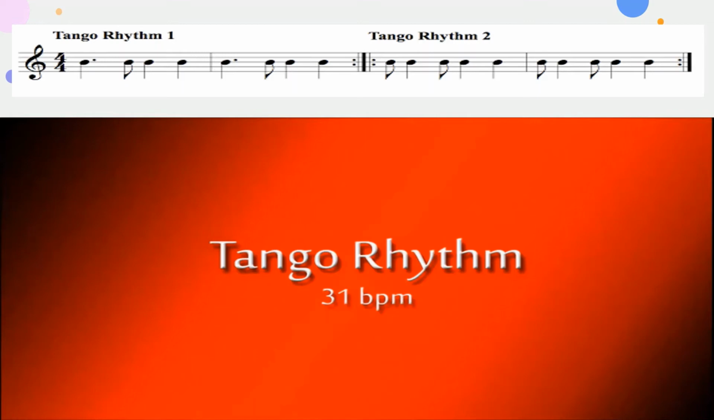Religious music is not the only thing contributed by the Spaniards, but also secular music. One example of which is tango music and habanera. So these are the tango rhythm. Let us do and clap the rhythm. So let's do the tango rhythm too. So these are the rhythm of the tango that Spaniards contributed to us.